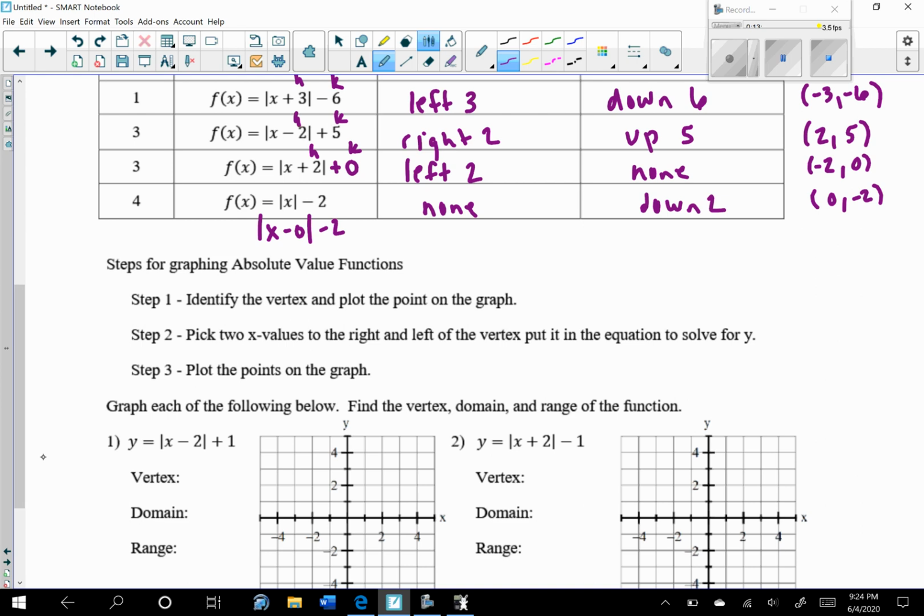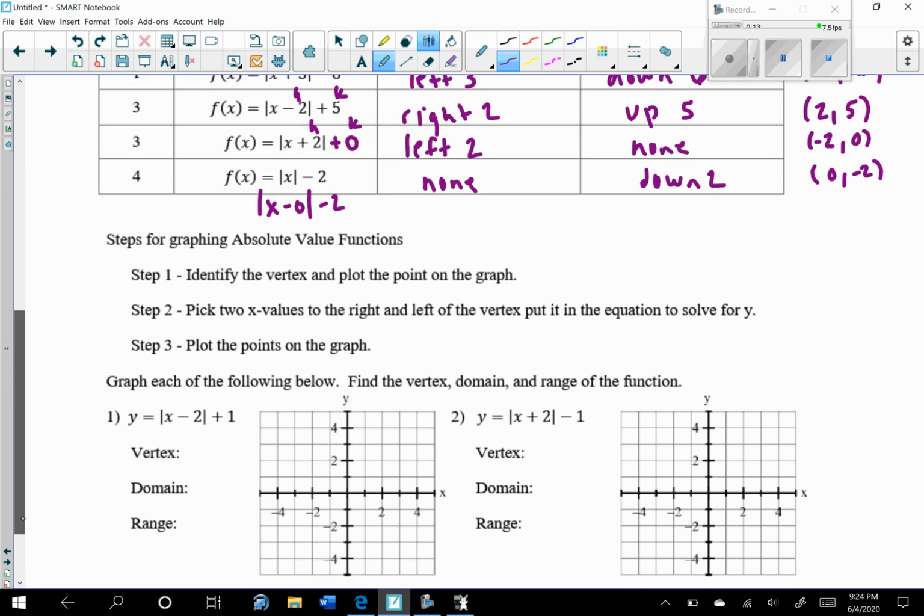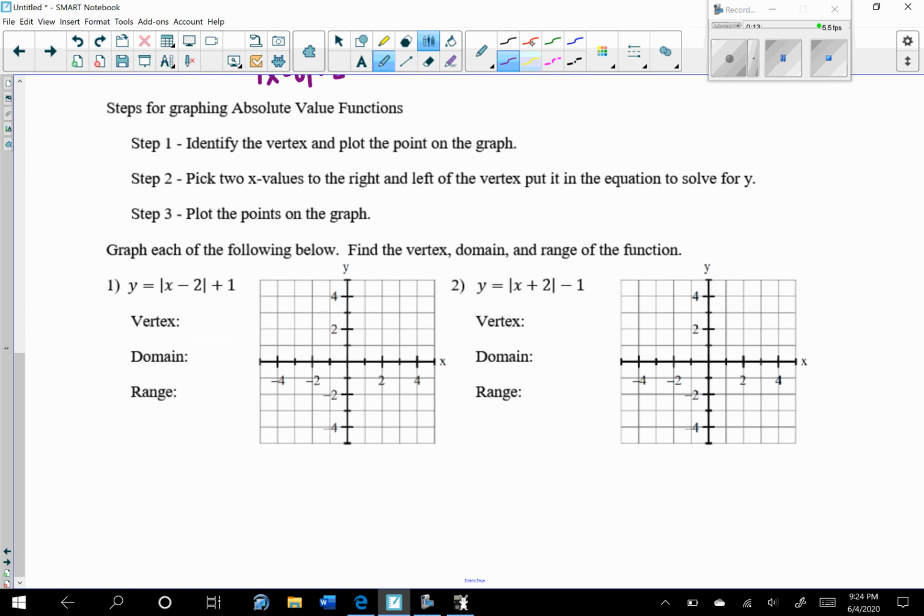Steps for graphing the absolute value functions. We want to identify the vertex and plot the point in the graph. Pick two x values to the right and left of the vertex, and then we're going to put it in the equation and solve for y. And then you're going to plot the points on the graph. So the first thing, again, you always want to do is find the vertex. So here the vertex is at 2, comma 1. So we're going to plot that.